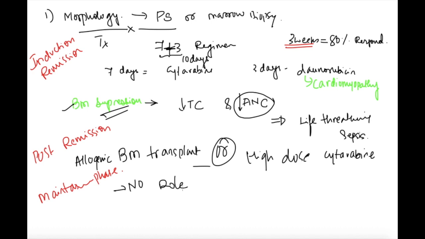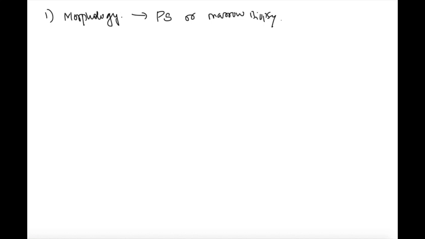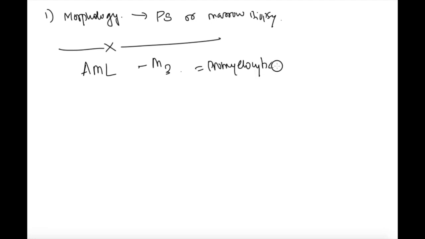One last point regarding the treatment is the AML type M3. So what was the M3 type? It was the promyelocytic type. Correct? Remember, M0, M1 is myeloblastic without maturation, M2 myeloblastic with maturation, M3 is promyelocytic. So this is associated with which translocation? I told you 15, 17, simple.